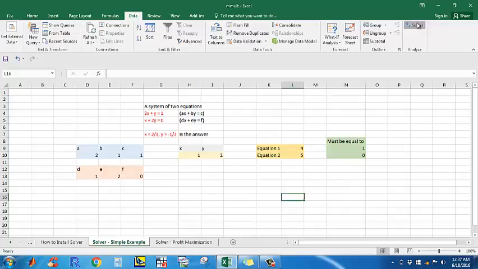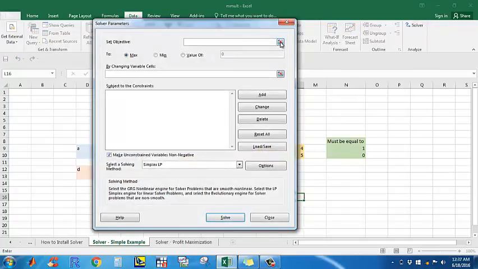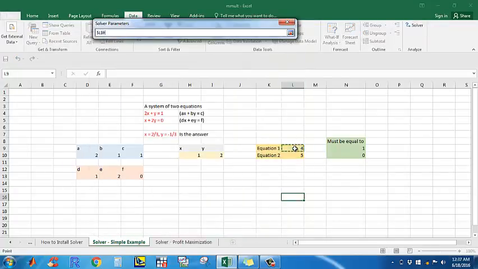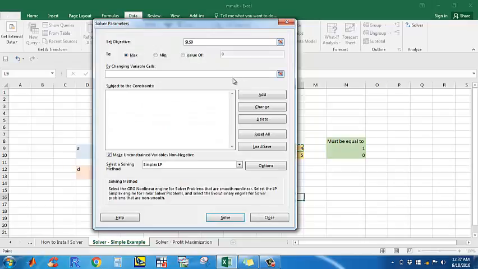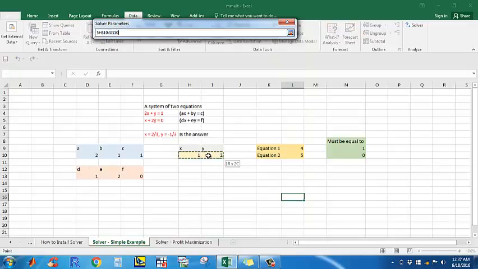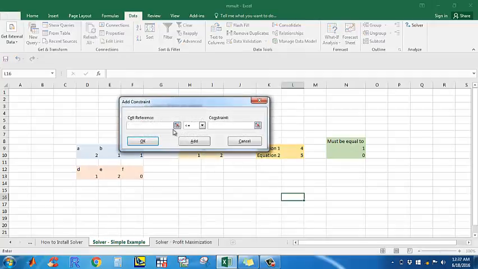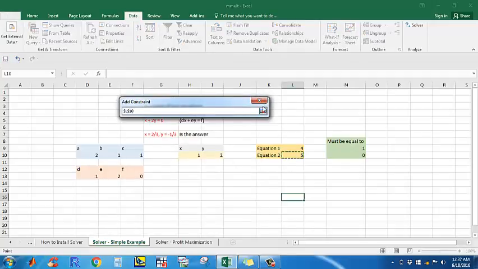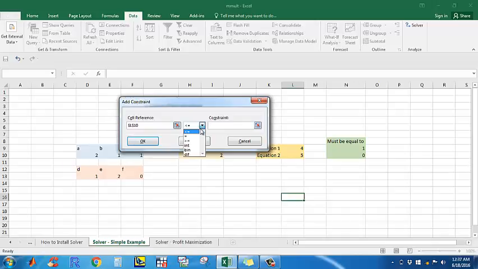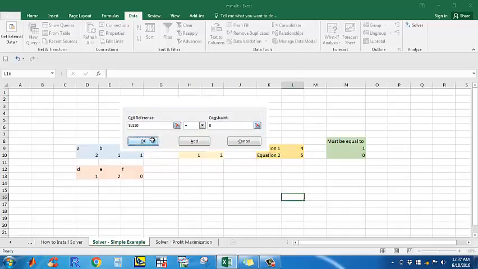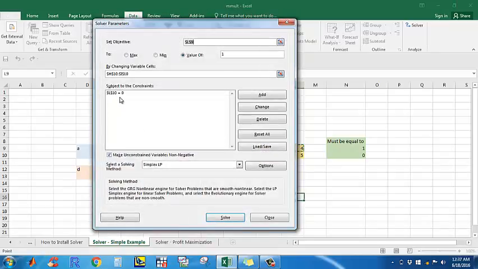So let's click on solver. Let's set the objective as equation 1 such that it obtains the value of 1 by changing cells x and y subject to the constraint equation 2 is equal to 0. So let's click on OK. So now that appears here.